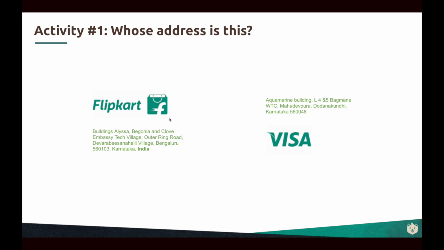How about now? Do things become any better? Can you actually make a better guess now? Most likely, Alisa is going to be Flipkart's address. How do you know that? Even now, you cannot be sure. What if the person who designed this has not done a great job, and for some reason has tried to associate Aquamarine with Flipkart and Alisa with Visa? That could potentially happen, right?